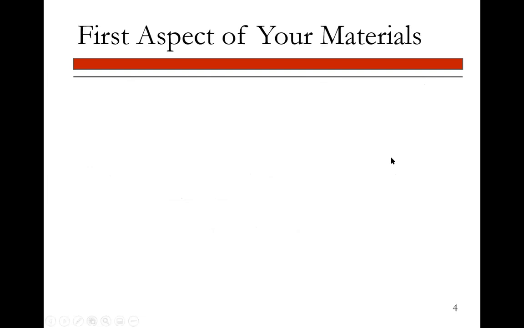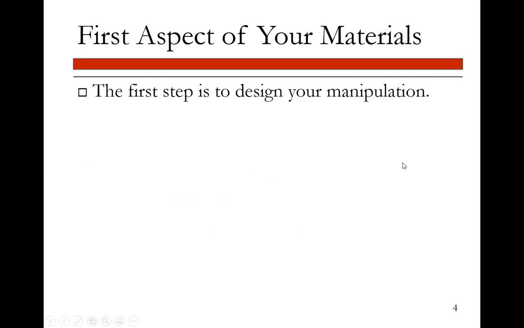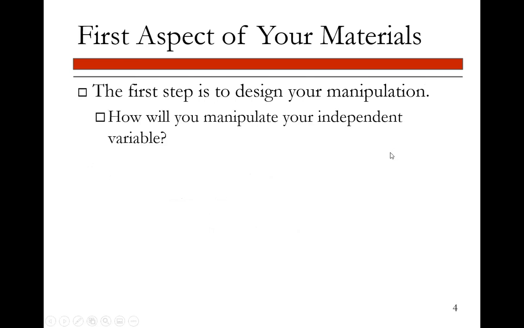The first aspect of your materials that you need to take care of is the design of your manipulation. We've talked about several different manipulations in class. You guys have done an awesome job establishing and setting those up. I'm excited for all the manipulations. Now what we have to do is decide how you will manipulate your independent variable. For some of you, you're very set on this and very clear on how to do it. For others of you, you have to do a little more work to identify exactly how you're going to do it.